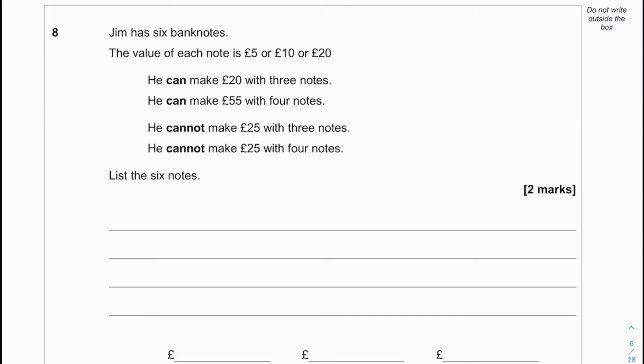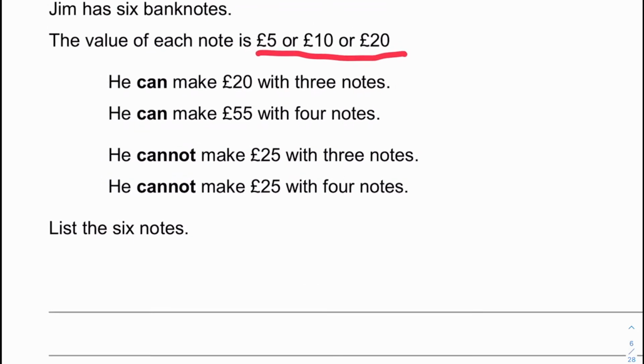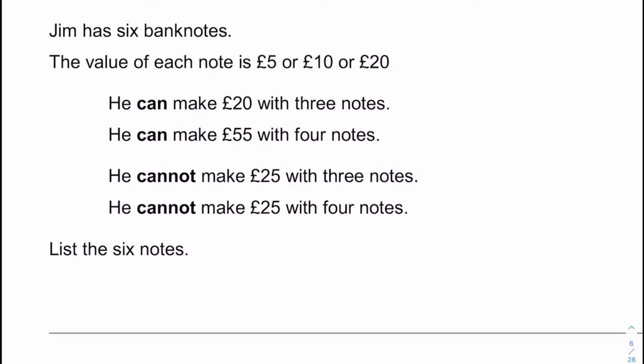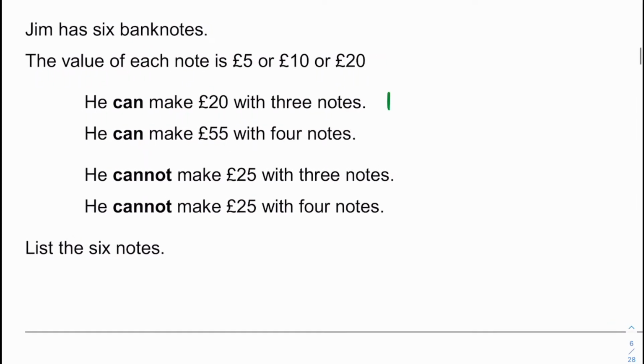Okay, so question 8 is worth 2 marks, and we are told that Jim has got 6 banknotes and the value of each note is either £5, £10 or £20. Okay, we are then given some statements, so let's work through them one by one. So we are told that he can make £20 with 3 notes. So the only way that this is possible is to have a 10, a 5, and then another 5. Okay, there's no other way that we can make £20 with 3 notes.